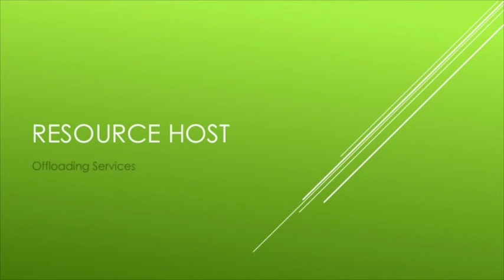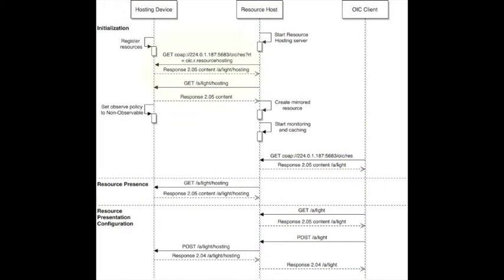The last offloading resource service to demonstrate is the resource host. It continuously searches for resources which wish to be hosted. Once a resource has been found, it will create a mirror of the resource and start to monitor and cache its attributes. All future RESTful commands will be achieved through the mirrored resource. Using simple discovery and GET requests will offload these requests from the original resource.